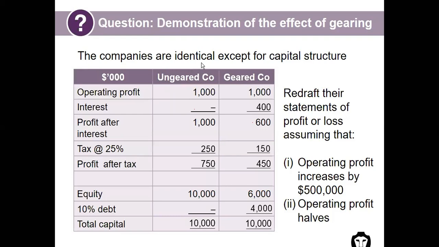This is called an ungeared company. Ungeared company means that they don't have any debt. All money is financed by equity. This one is a geared company. Geared company means they have some debt.